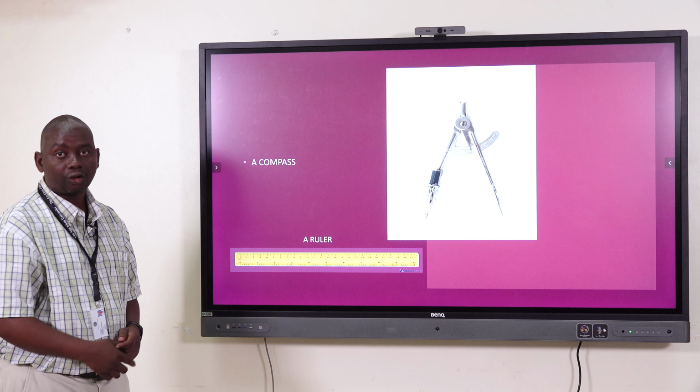For our case here, we have line KM, which is the angle bisector, and we are saying that this is a ray that divides an angle into two equal parts.